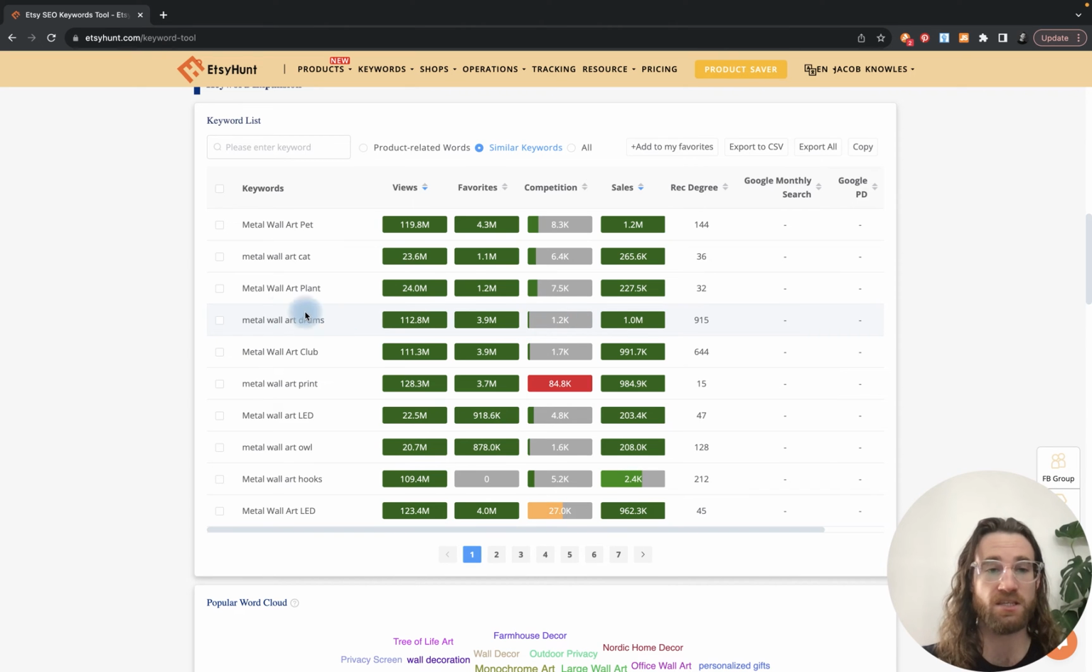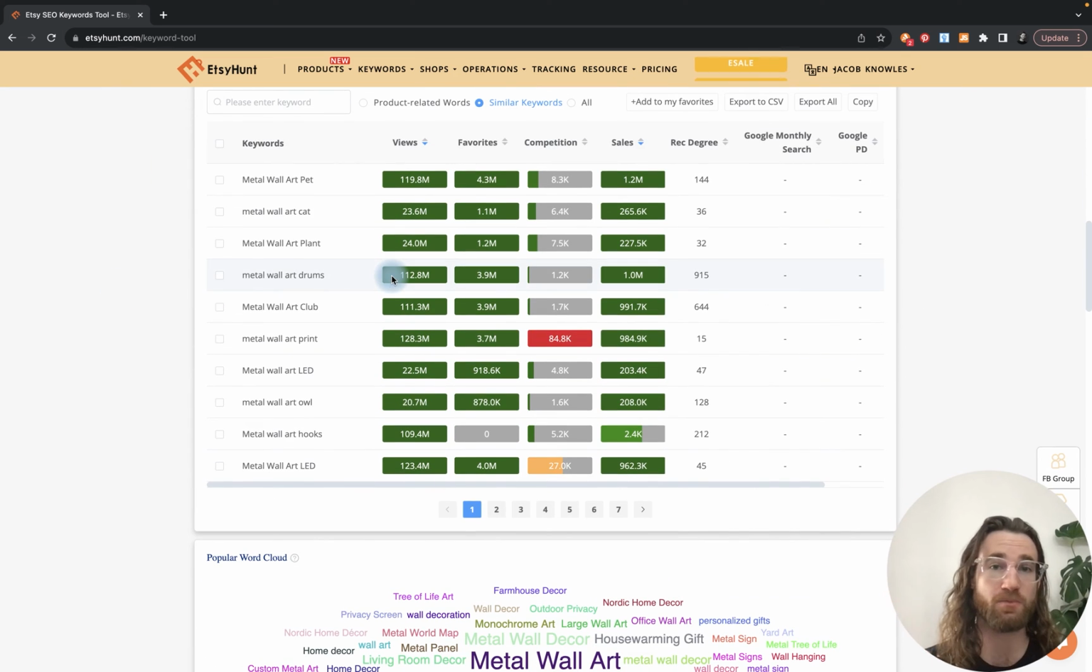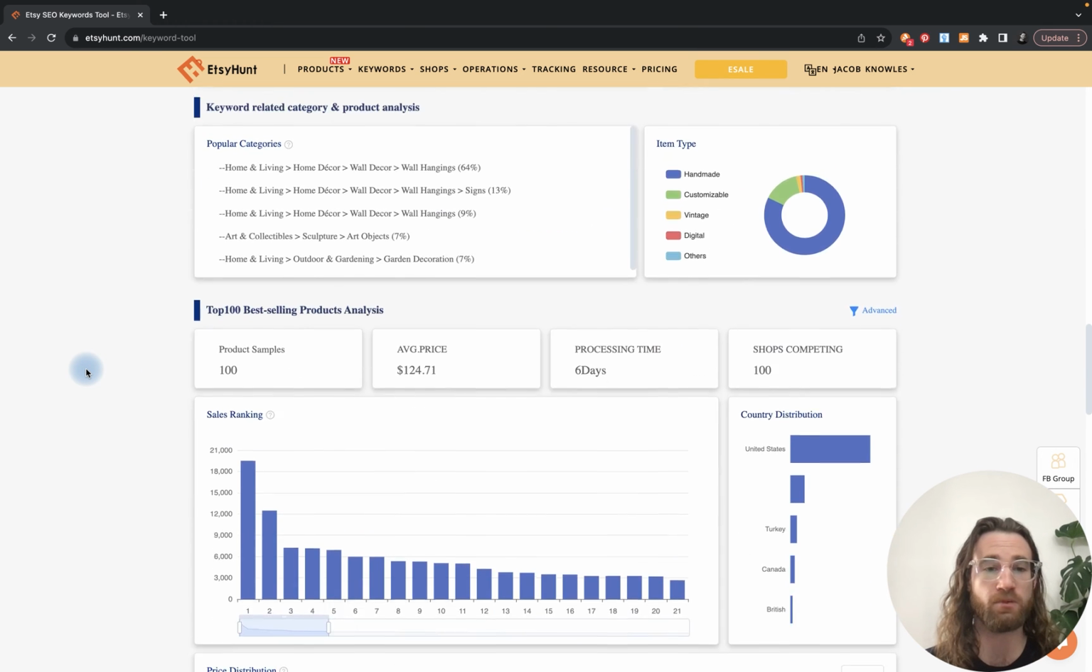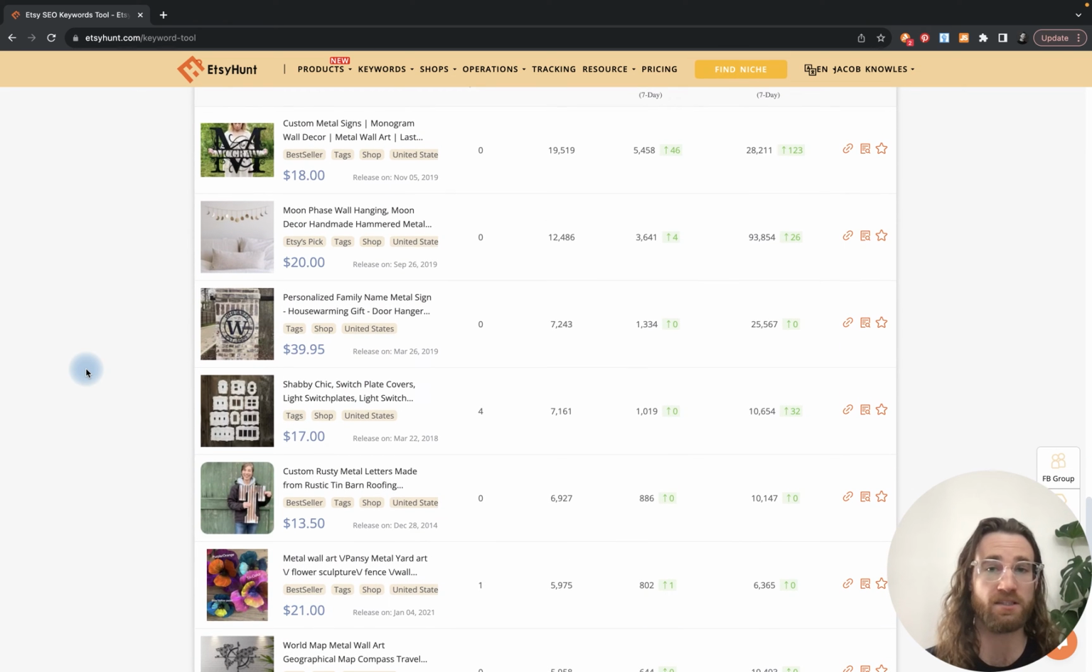These are all very easy to rank for on the first few pages. And the one that really stuck out to me was metal wall art drums, over 1 million monthly sales, only 1.2K in competition. So EtsyHunt can show you the exact keywords that you can use in your title, your description, and your tags to ensure that you're ranking in areas that get a lot of views, a lot of sales, but have very little competition. So starting out, especially on Etsy, you're going to want to use something like EtsyHunt, eRank, Everbee to help you find these keywords, right?